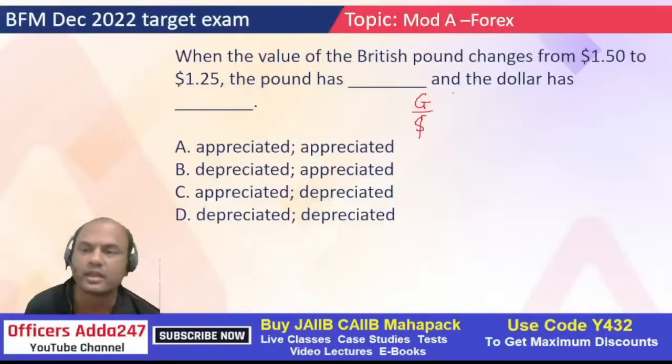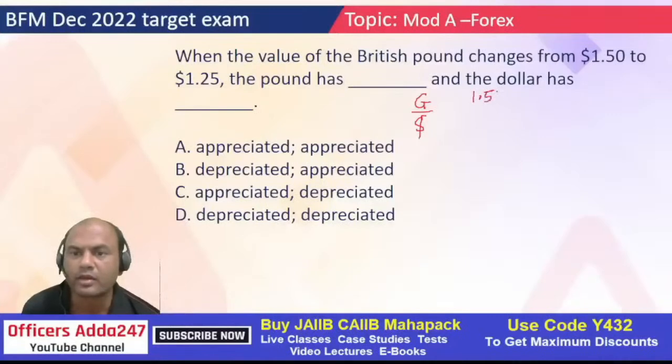Now, what is the first rate given? 1.5. It is 1.5 GBP and $1. This is my first rate. Now what is given? The pound changes from 1.5 to 1.25. So 1.5 has gone to 1.25 to 1. See, 1 has not changed.